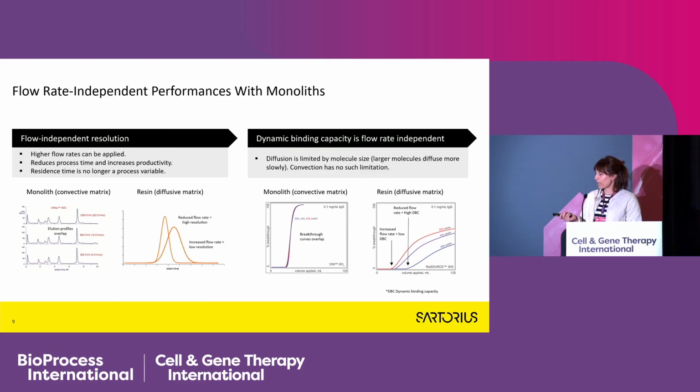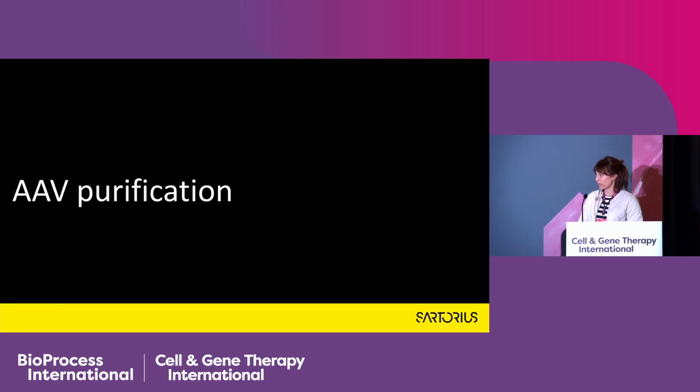And regarding the dynamic binding capacity, similar experiments were done. So for the monolith, we applied different flow rates and basically performed breakthrough curves. And as you can see, the breakthrough curves overlap. If we do the same thing with the diffusive matrix, we will lose the dynamic binding capacity when we apply higher flow rate. So as a sum up of this slide, you can work really fast with monoliths. You can apply really high flow rates, and you will not lose the resolution or dynamic binding capacity.